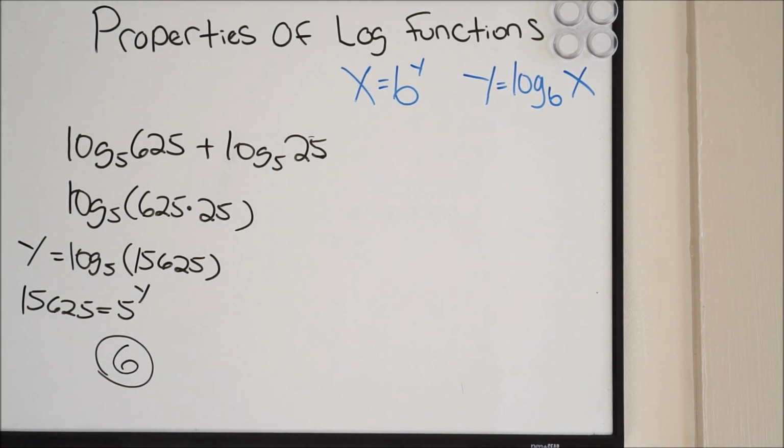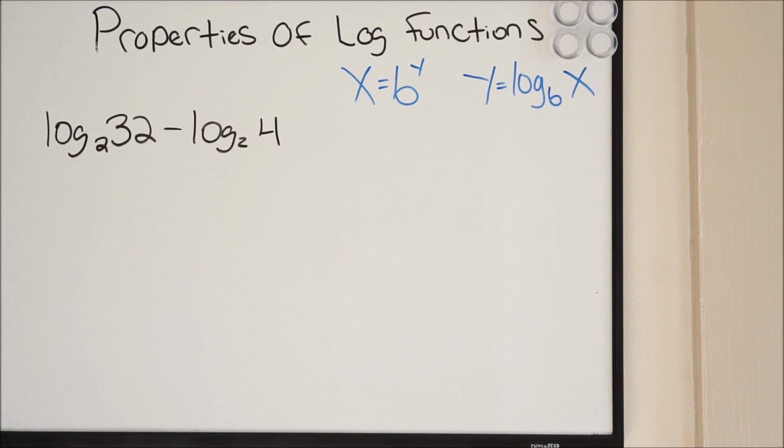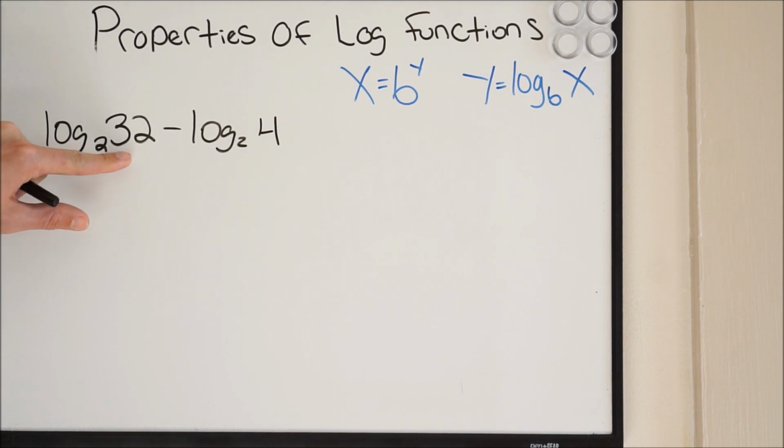So again, that was going over the product property. Let's do some examples now of using the quotient property. So here is our next example, and we're going to be dealing with the quotient property now. Notice that I'm dealing with log base 2 of 32 minus log base 2 of 4. Again, I have the same base here, and going back to the properties of exponents, when you're dealing with the same base and you divide, you subtract the exponents. Well, in this case, we're just going in reverse. We're dealing with the same base, and we're subtracting, so that means we need to divide here.